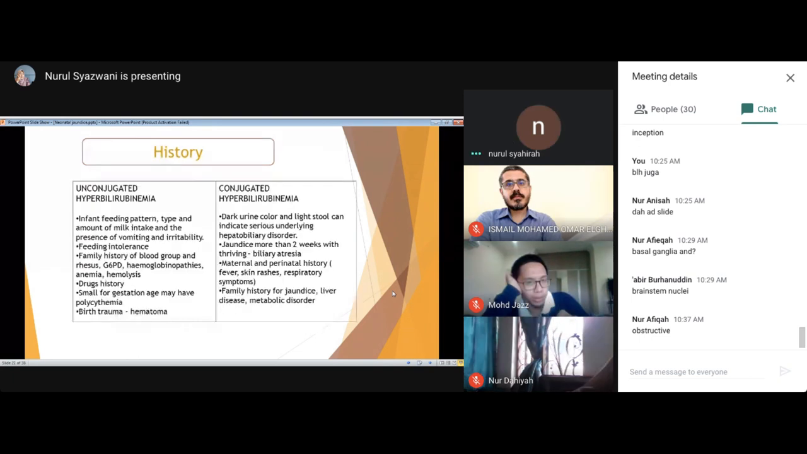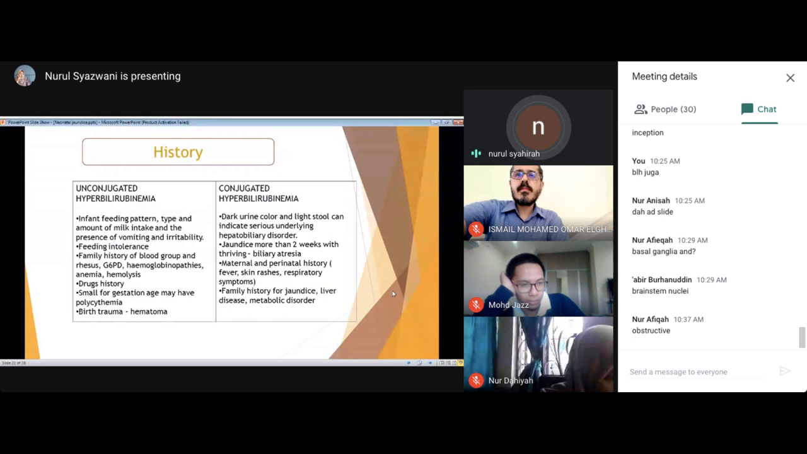Okay, and then this one is the presentation for unconjugated hyperbilirubinemia. Usually for the patient with unconjugated hyperbilirubinemia, we must ask for feeding pattern, type and amount of milk intake, presence of vomiting and irritability, feeding intolerance, history of fractures and bruises, and hypothyroidism. We must ask the drug history. And then small for gestational age, and also birth trauma. For the conjugated hyperbilirubinemia, presentation is a dark urine color and light stool, jaundice more than 2 weeks, maternal and perinatal history, as well as family history for jaundice, liver disease, or any metabolic disorder.